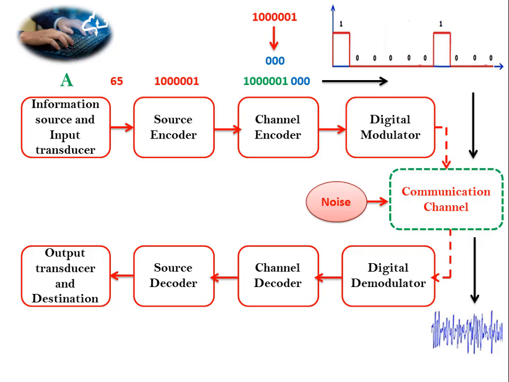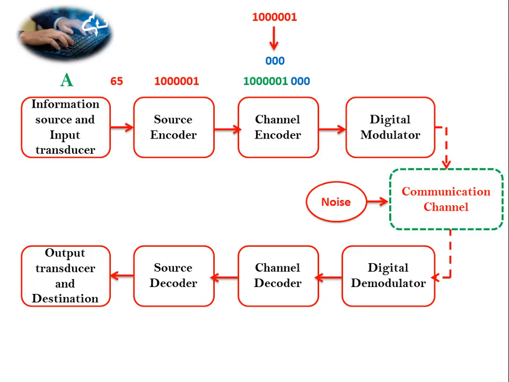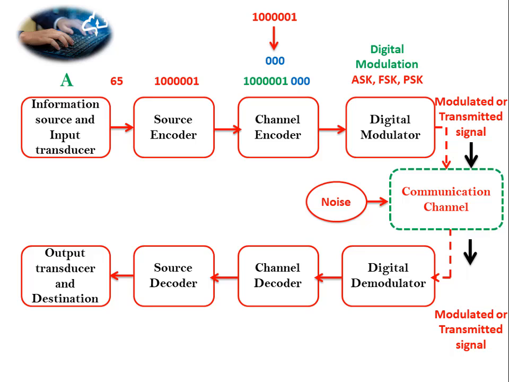This can be overcome by using the next unit, called the digital modulator. Here the digital modulator uses digital modulation techniques such as ASK, FSK and PSK and produces the modulated or transmitted signal. Now this modulated signal is transmitted to the receiver end through the communication channel. At the receiver side, the digital demodulator converts this modulated signal into the original data bit stream, which is the same as the output of the channel encoder.